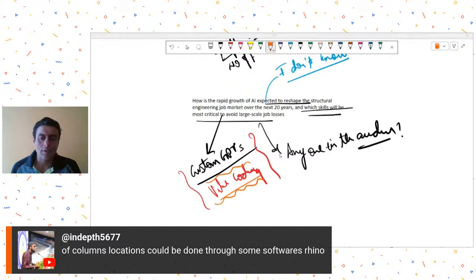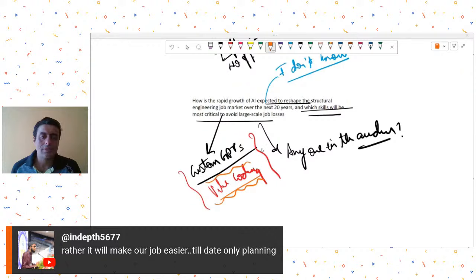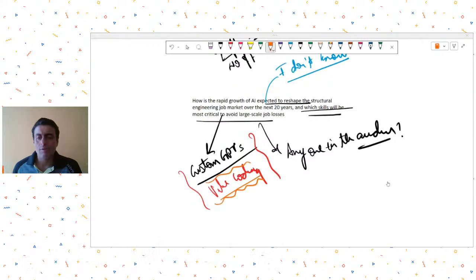Okay, Mr. In-depth was saying that it will make our jobs easier because it will assist you in your work and all those things. Anyway, I don't have much thoughts about this. So, yeah, that was Engineer Tarun Bharadwaj with his question.